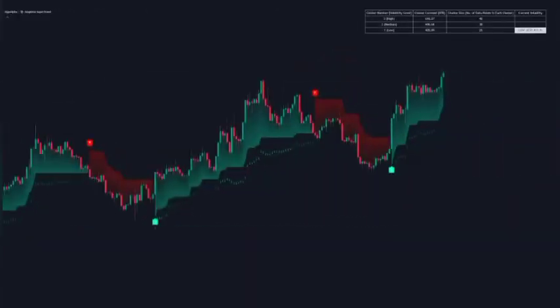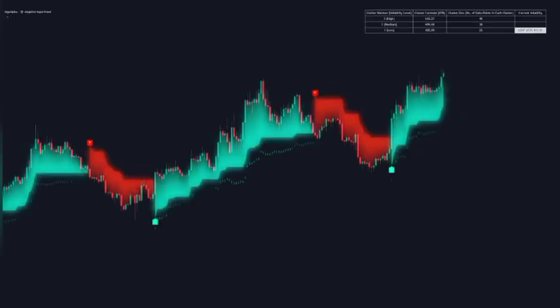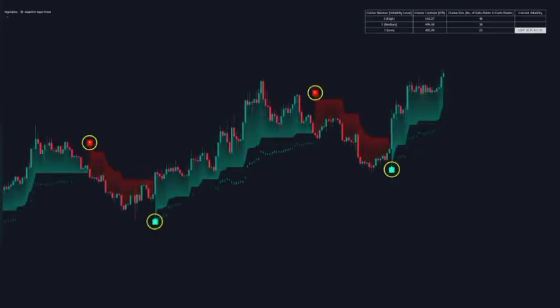Next, we have a trend cloud that changes color between red for bearish trends and green for bullish trends. During transitions between trends, the indicator prints red and green labels to mark the transitions from bearish to bullish and from bullish to bearish.